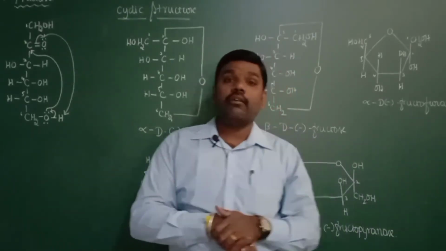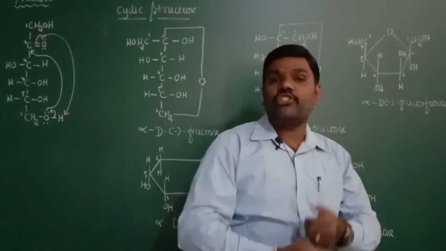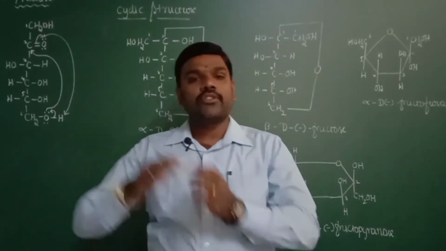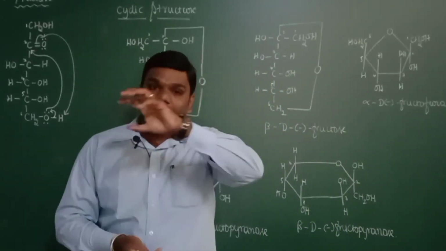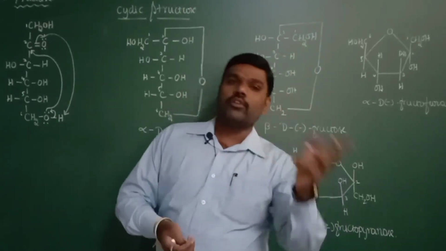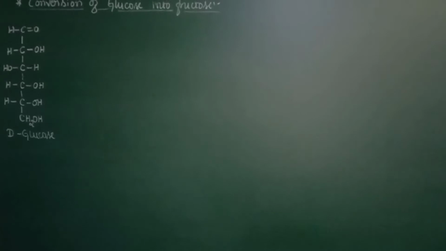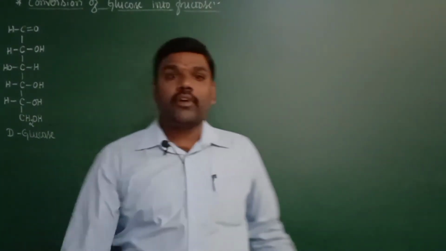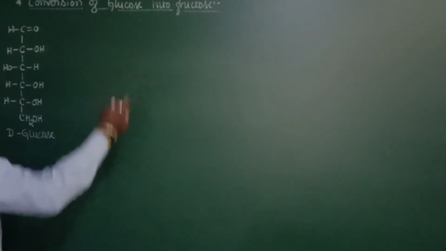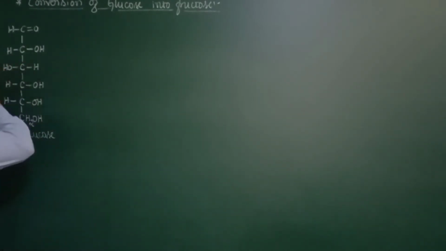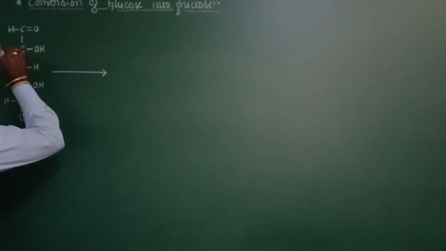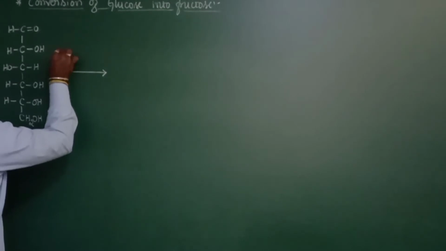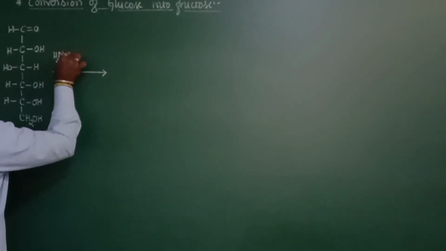Actually, this will happen in our biological system for necessary changes that are supposed to happen in a biological system. So glucose will convert into fructose and fructose will convert into glucose. And now we shall see the detailed reaction pathway for the conversion of glucose into fructose and fructose into glucose. And now we shall see the conversion of glucose into fructose. So here we have written the structure of D-glucose, and let us proceed with the reaction pathway by which we can convert glucose into fructose. So firstly, in order to convert glucose into fructose, the glucose molecule is supposed to react with phenyl hydrazine.